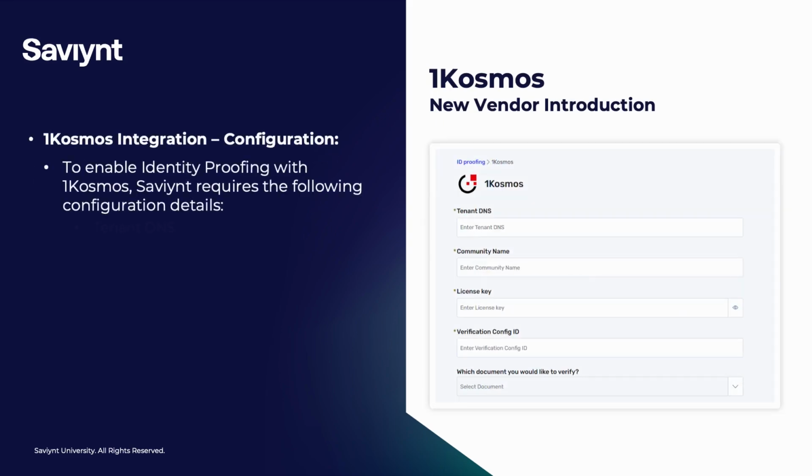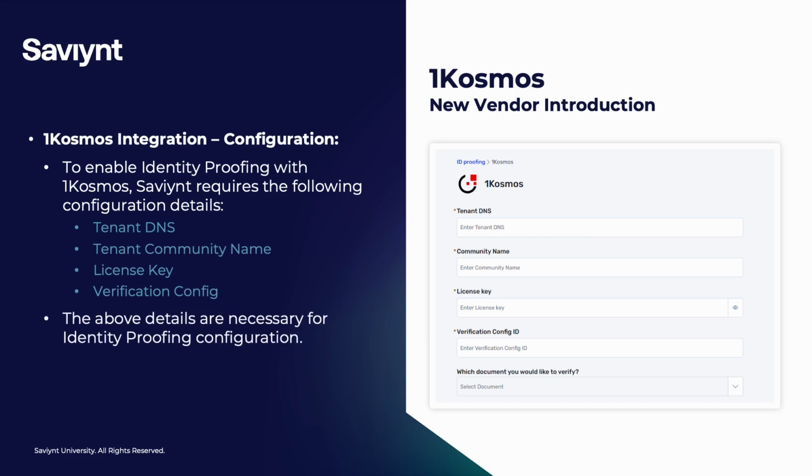To enable identity proofing with OneCosmos, customers need to provide 4 configuration details. These details include tenant DNS, community name, license key, and verification config. Once received from OneCosmos, these values are entered directly into the identity proofing configuration screen within Saviynt. This ensures a smooth onboarding process with minimal setup effort.